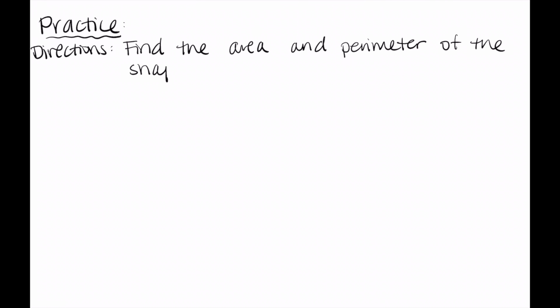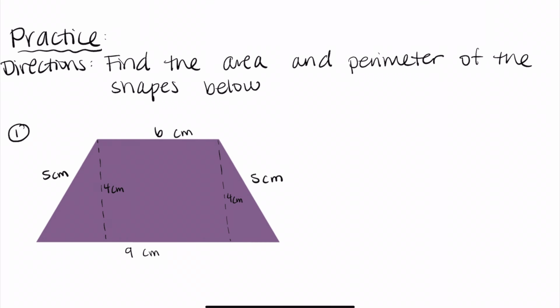The directions for our practice section say to find the area and the perimeter of the shapes below. So the shapes again are just going to be trapezoid, parallelogram, and rhombus for this video. We're going to have 3 examples total, 1 of each shape. So starting off, we have this trapezoid.